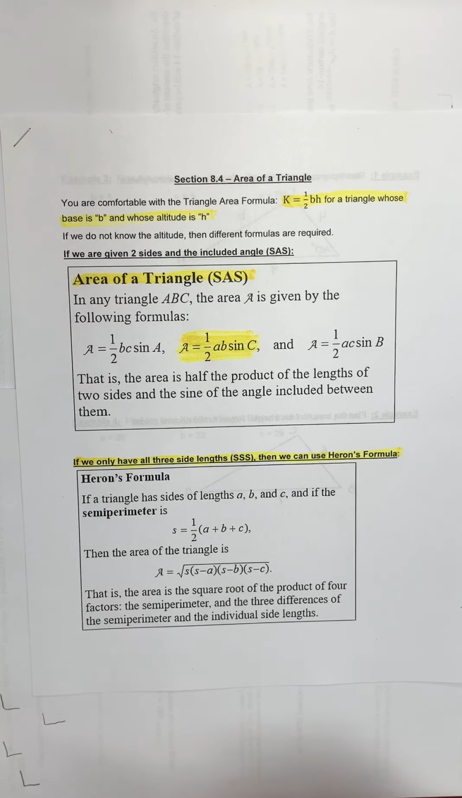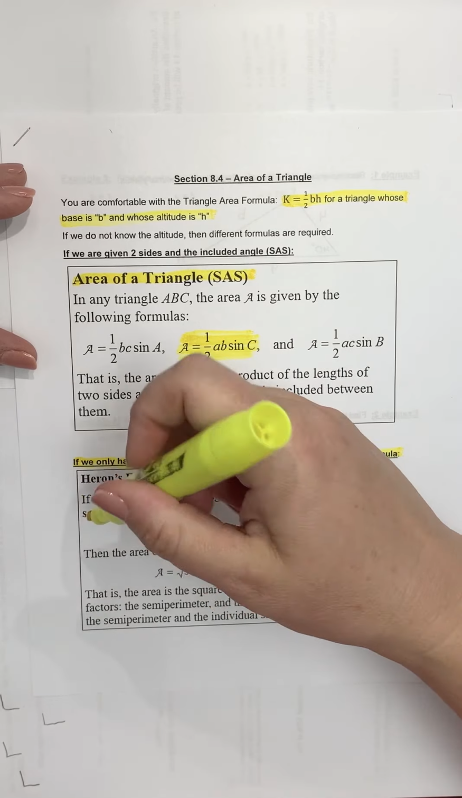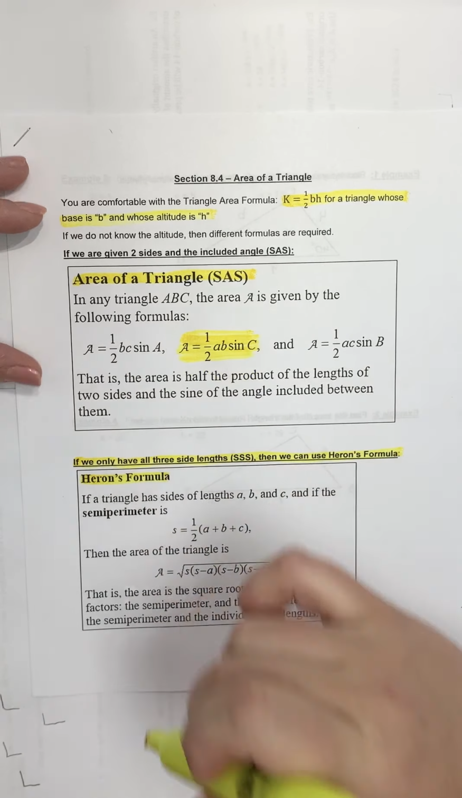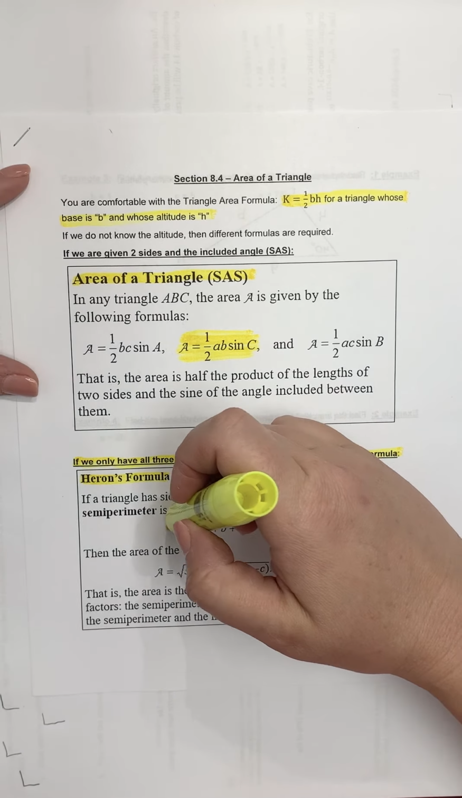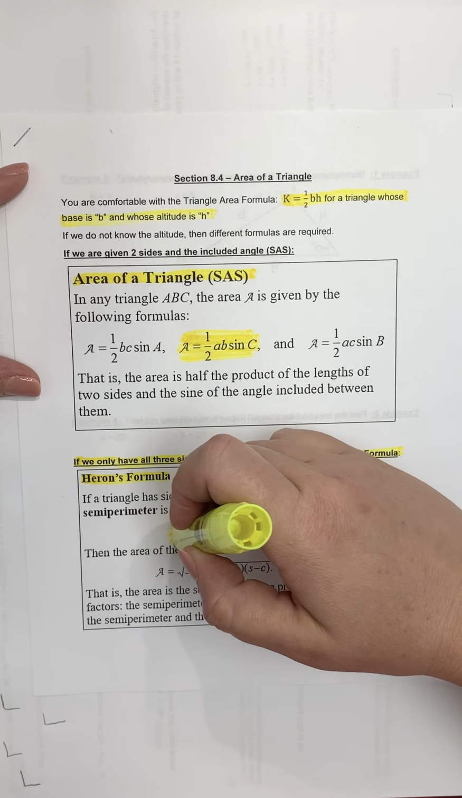Okay, so another situation is that we aren't given any angle at all. We're only given the 3 sides. And you can absolutely find the area of a side-side-side triangle. We use what we call Heron's formula, which you'll see right here. Now there's 2 parts to Heron's formula. Before we actually get to the area formula, we need what we call the semi-perimeter.